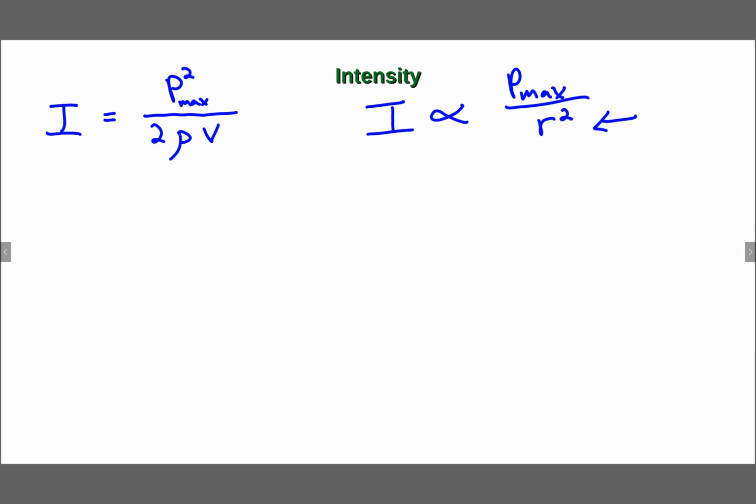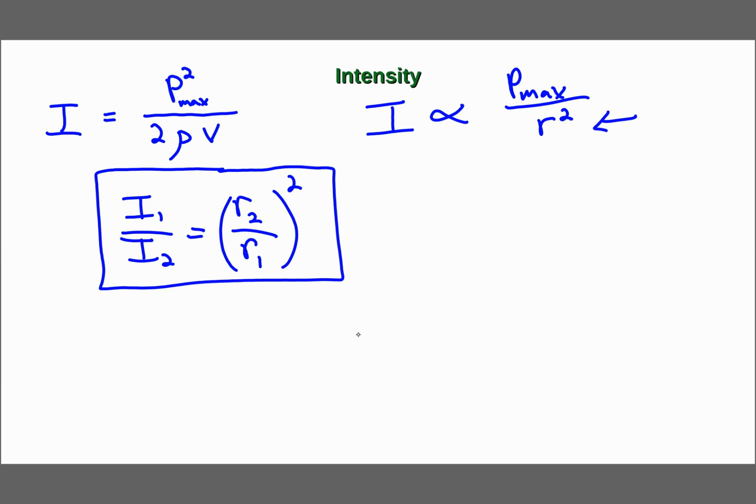So if we know the intensity at one spot, we can find the intensity in some other spot with the formula I1 over I2 equals R2 over R1, and that quantity squared, okay? So the R2 and the R1 are both squared, right? As they must be. If I square one of them, I have to square both because there's no units on either side of this equation, right? So this allows us to find the intensity at any given point if we know the intensity at one point, okay?